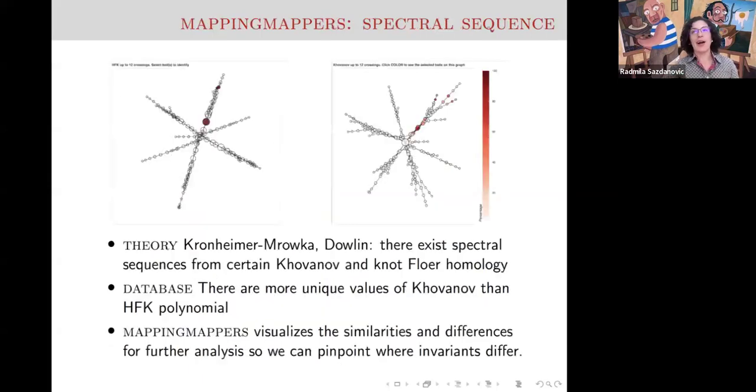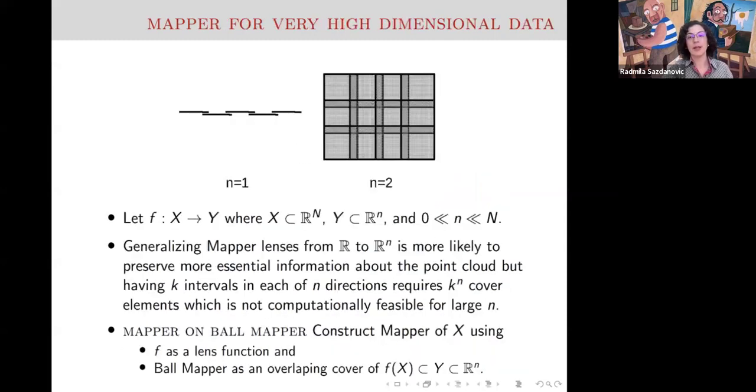ball mapper graphs. And then just for fun, there's a spectral sequence between Khovanov and Heegaard Floer homology. So now you can use ball mapper to try to track which things go where and analyze the spectral sequence. And again, the idea here is that the database question is kind of simple, because there are more unique values of the Khovanov polynomial than the HFK, but still there are differences in how that's reflected on the data side.